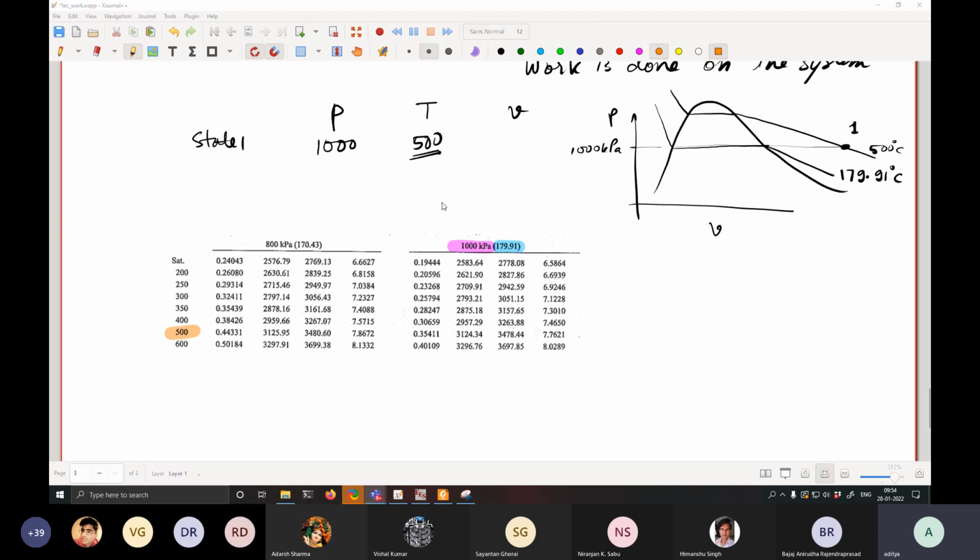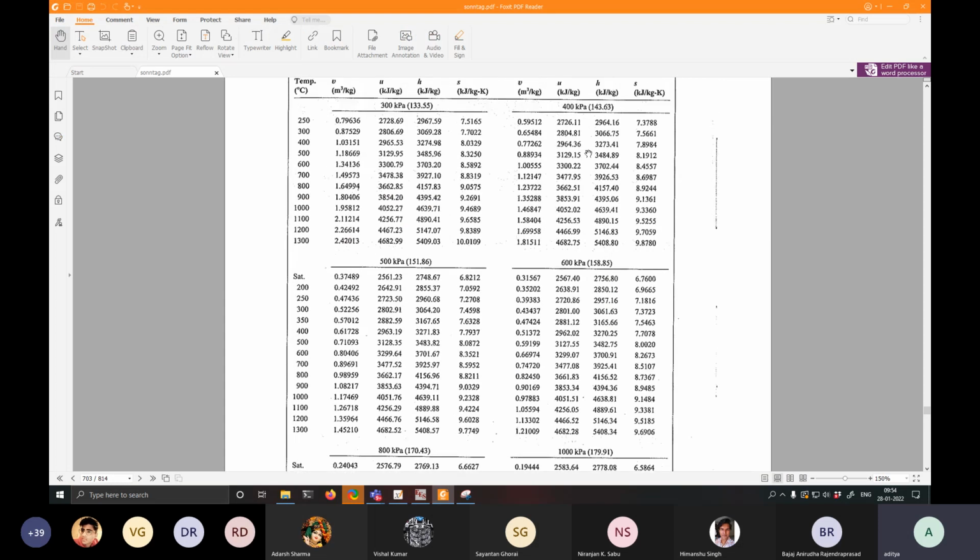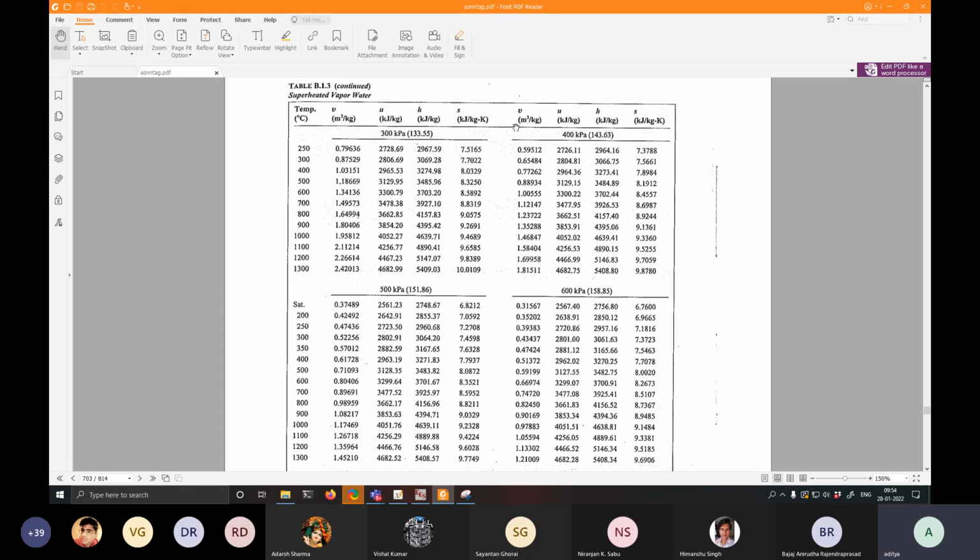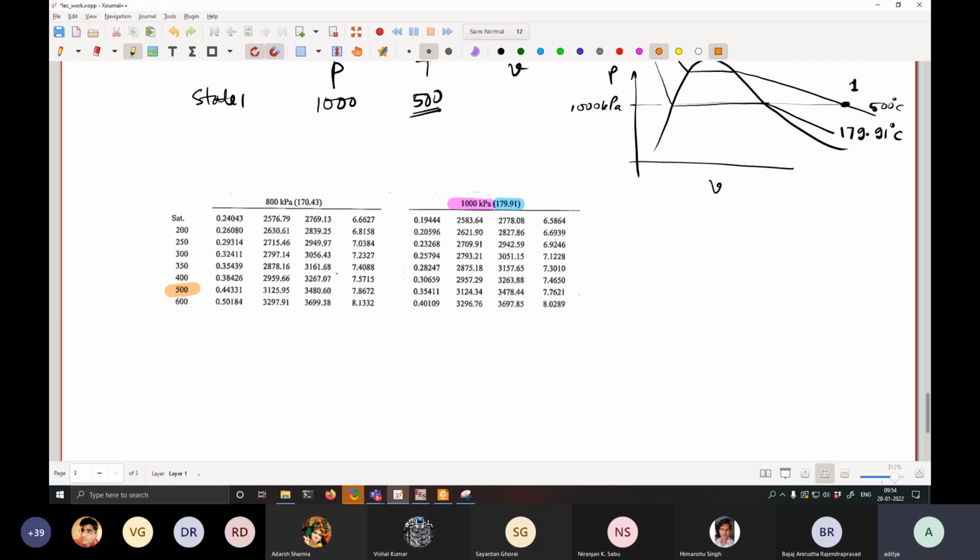Which entry is which? So the first entry is the specific volume entry. All right. So the specific volume is this. So we will happily write down 0.35411. Okay. So we will happily write this.